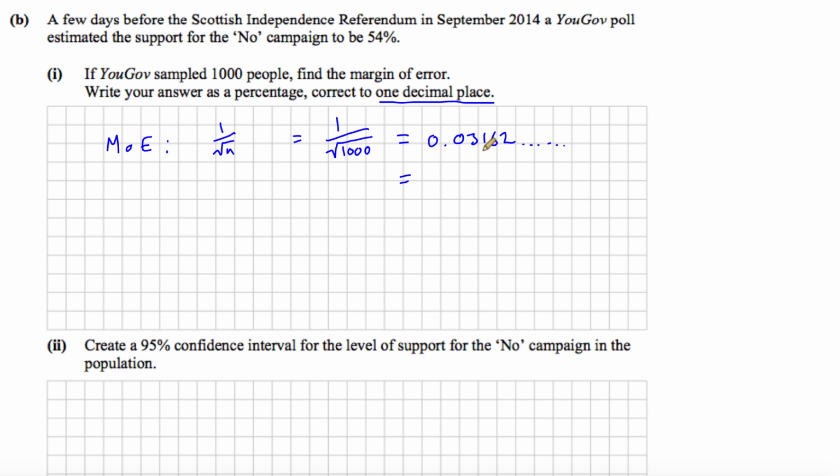Well, we want it correct to 1 decimal place, so first we'll write it as a percentage. Changing a decimal to a percent means you multiply it by 100. So that's going to be 3.162, and on like that percent. And when we correct that to 1 decimal place, we look to the second digit. Does this 6 affect the 1? Yes, it does. It becomes 3.2%. So that's our margin of error, 3.2%.